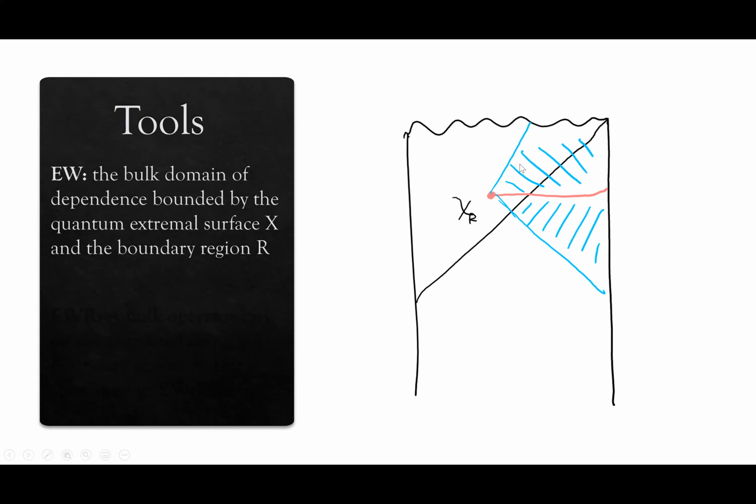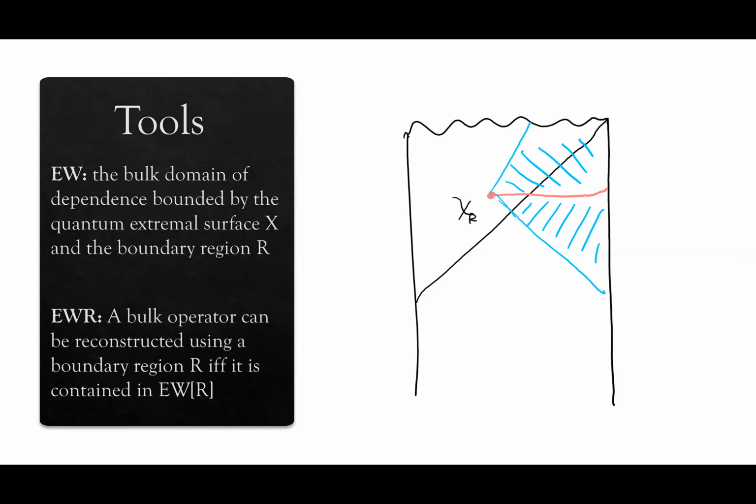So all of this region is called the entanglement wedge. And there is a very important statement to be made with respect to this entanglement wedge, which is the entanglement wedge reconstruction. It's a statement about bulk reconstruction, and well, I can just read it. A bulk operator can be reconstructed using some boundary region R if and only if it is contained within this entanglement wedge region. So that's going to be important for these recent developments.